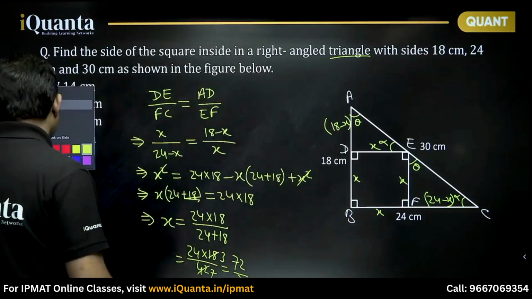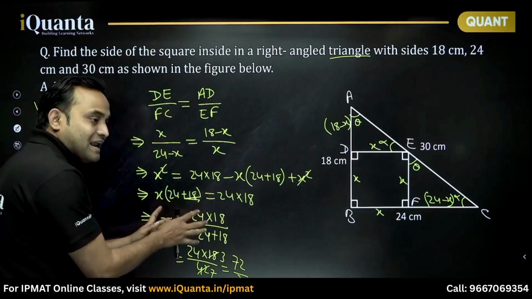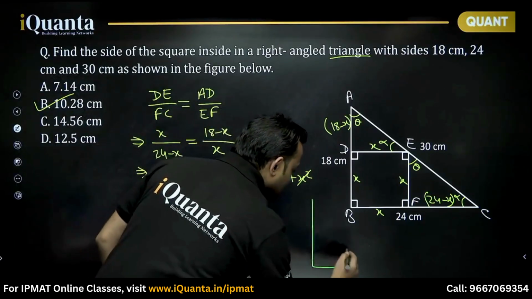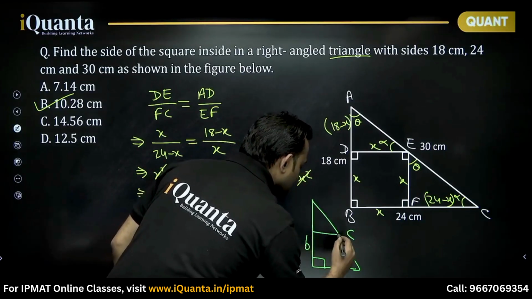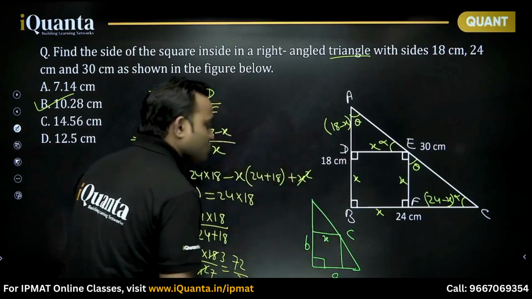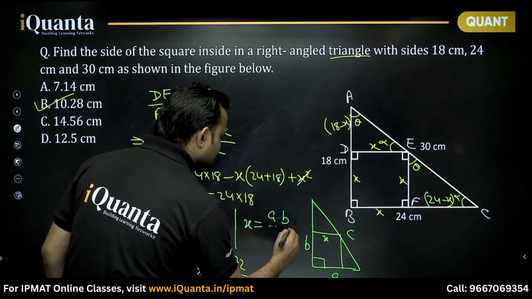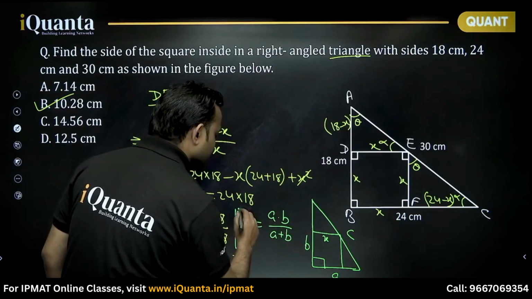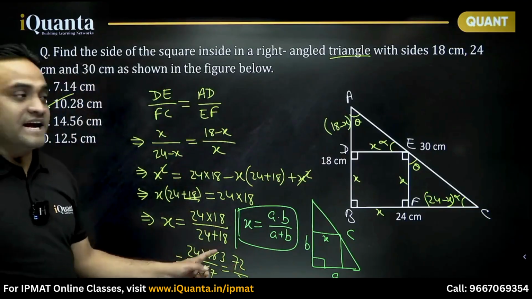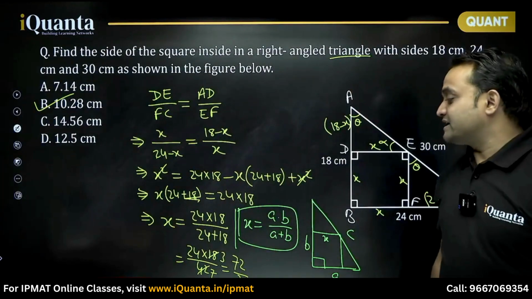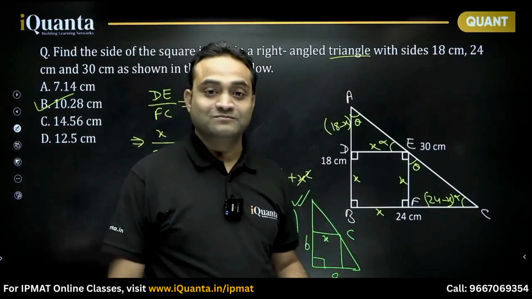But I had this part written like this because in any right angle triangle where the side lengths are A, B, C, and you need to find the side length of this square x, you can directly use this: x is equal to A into B divided by A plus B, like this. Okay, so next time if you get this question, you can directly use this concept. You know the derivation, it comes from similarity. Amazing concept, right?